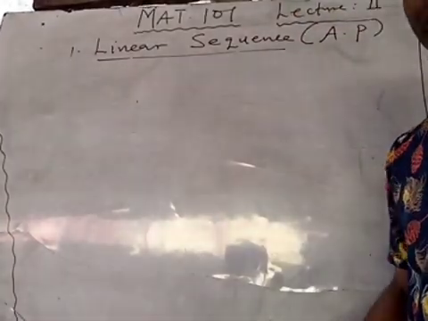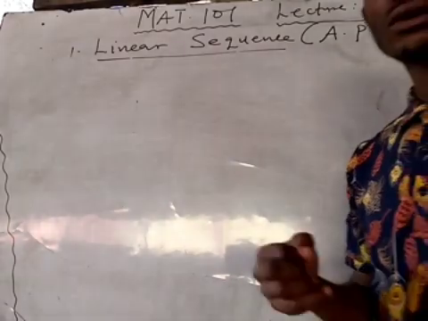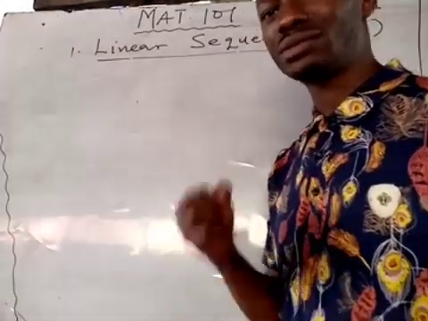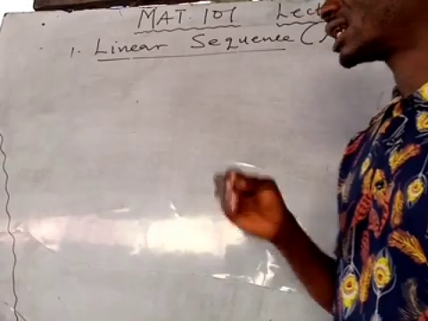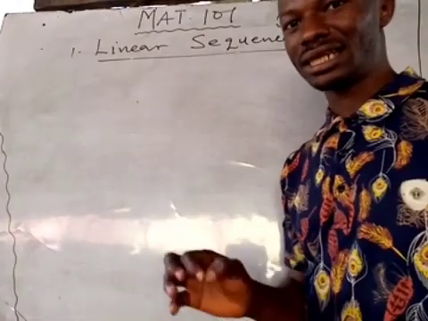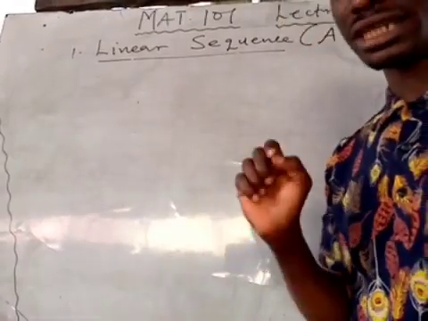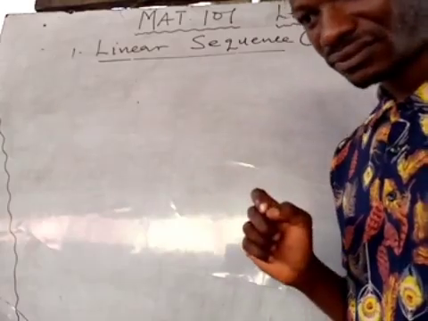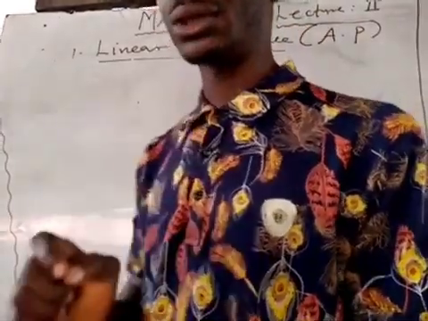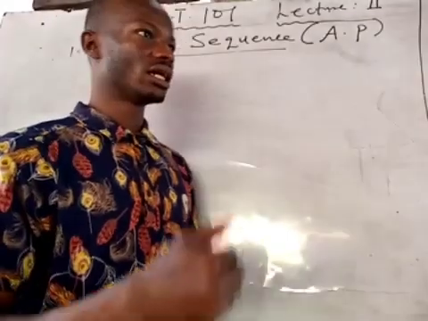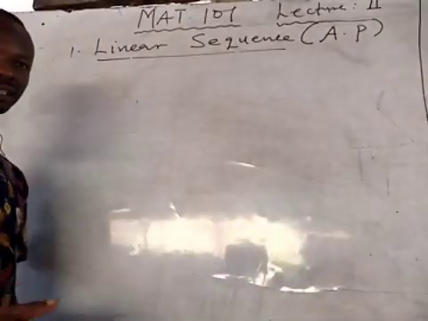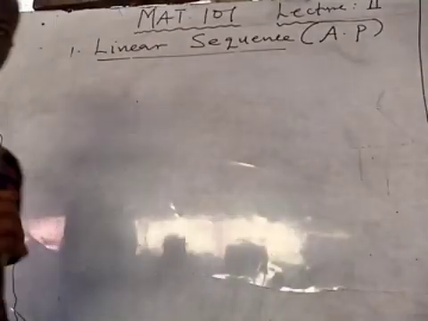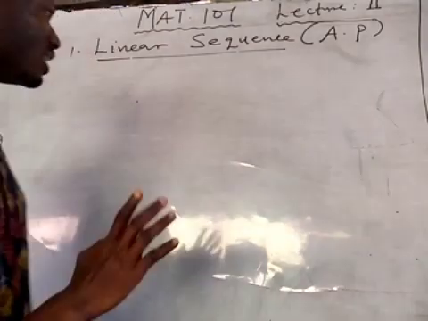Very simple. A sequence of numbers is said to be in arithmetic progression when there is a common difference existing between any two consecutive terms of the sequence. A sequence of numbers is said to be in arithmetic progression if there is a common difference existing between any two consecutive terms of the sequence. Now let me demonstrate this.